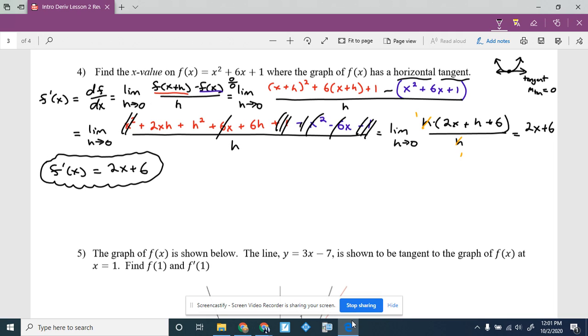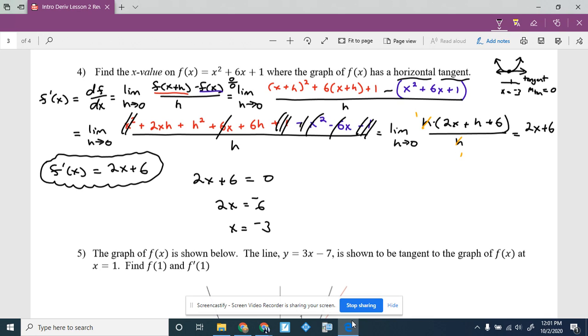x. So now I was asked, where is there a horizontal tangent? Well, let me take this derivative and set it equal to 0. So subtract the 6 over, divide by 2, and I end up getting x equals negative 3. So that would tell me that at x equals negative 3, this should be the x value here, there should be a horizontal tangent.